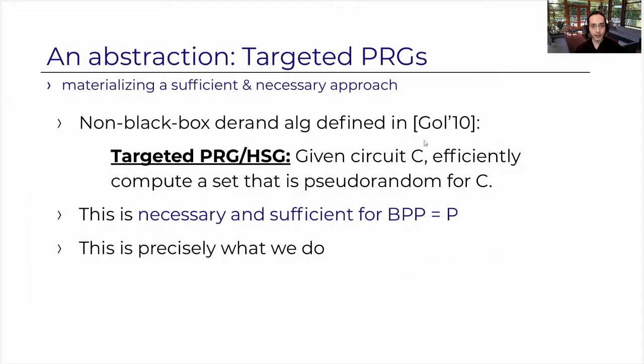And in terms of techniques, before getting to that, there is an abstraction put forward by Goldreich in 2010, which is called targeted PRGs, or targeted hitting set generators. These are PRGs that get as input a circuit C and efficiently produce a pseudo-random set for this C. And Goldreich showed that this is both necessary and sufficient for derandomization. And this is precisely what we do in this paper. As you have seen a couple of slides ago, we use C to generate a pseudo-random set for C. We construct a targeted hitting set generator.